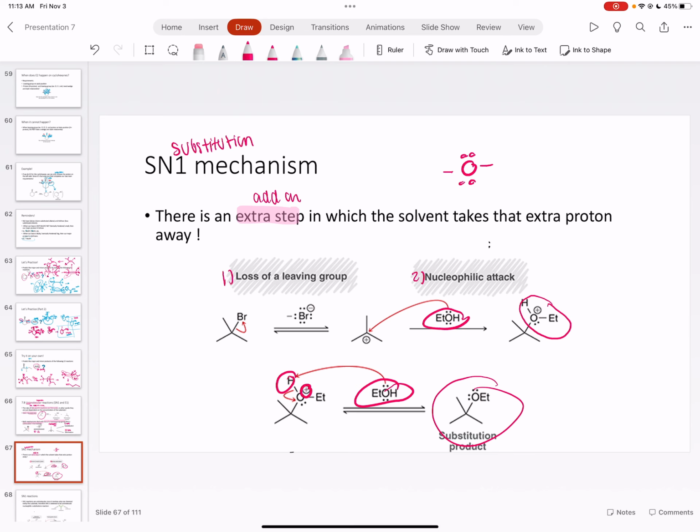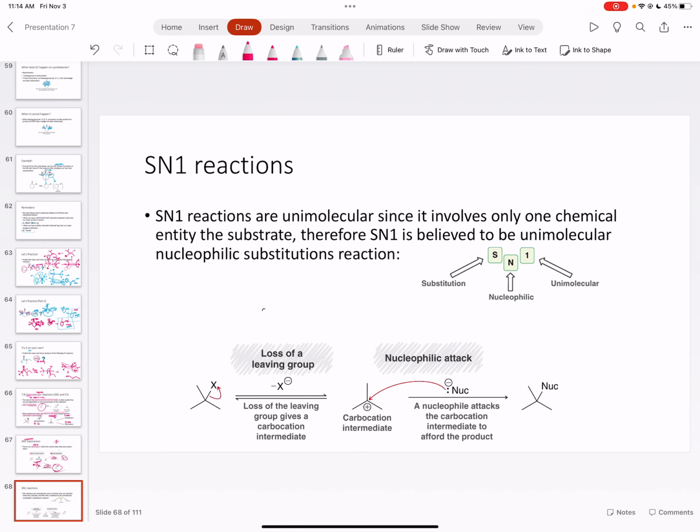So just think about it. If you have a positively charged oxygen or anything positively charged as one of your products, then you can always make it more stable by just removing that extra hydrogen. So that's the third step. It's technically an add-on. It's not really mentioned, but if you want to make it more stable, then that's going to be your product. So SN1 reactions are unimolecular. Remember, unimolecular, one step at a time.